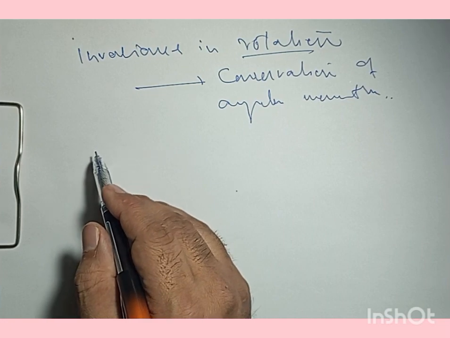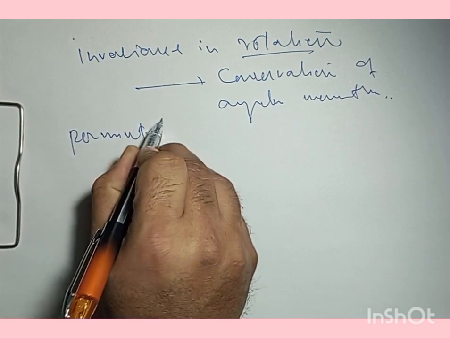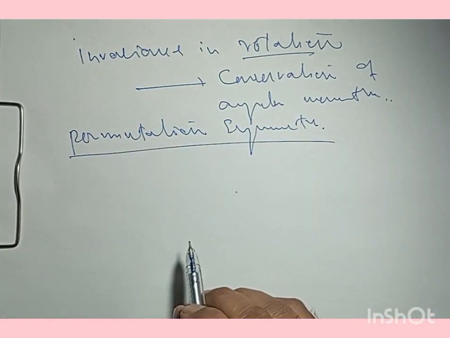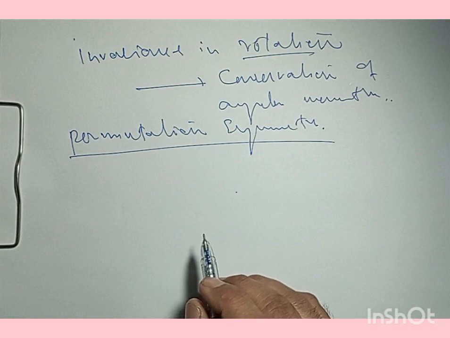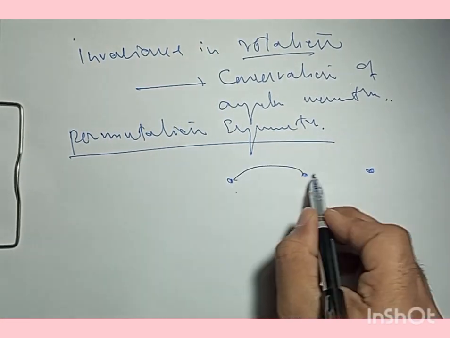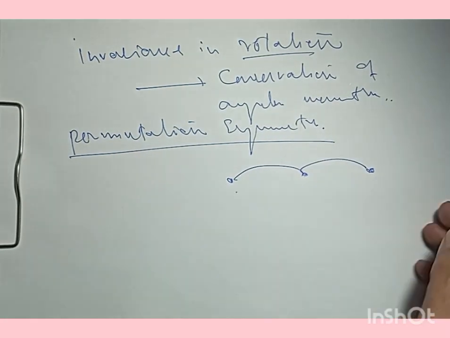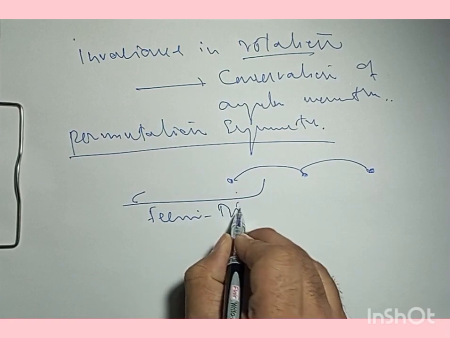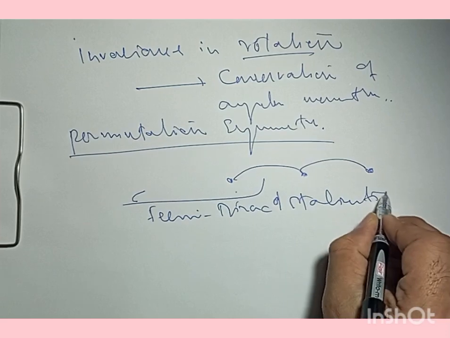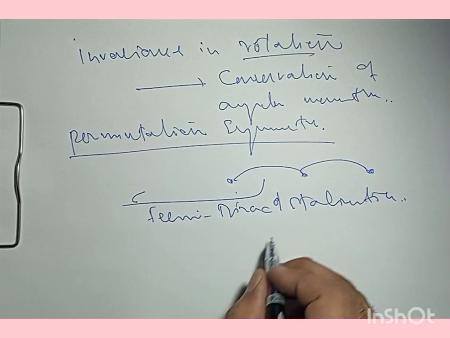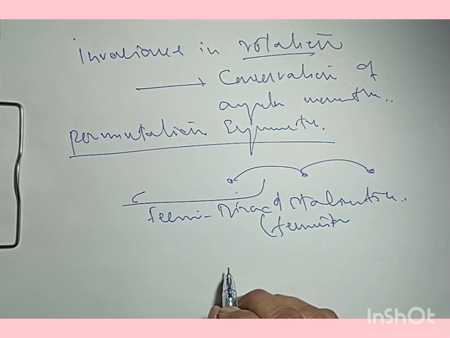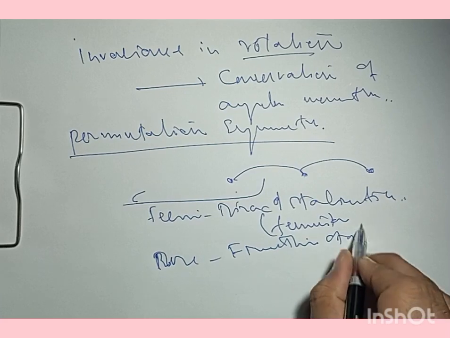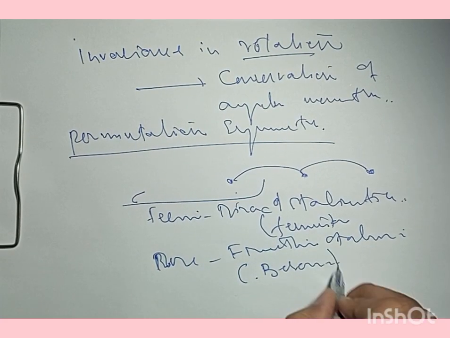The examples include permutation symmetry. This permutation symmetry deals with the symmetry of the system under the exchange or permutations of identical particles, and it automatically leads to what we call Fermi-Dirac statistics, and the particles that we have here are fermions, and Bose-Einstein statistics, and the particles that we have here are bosons.